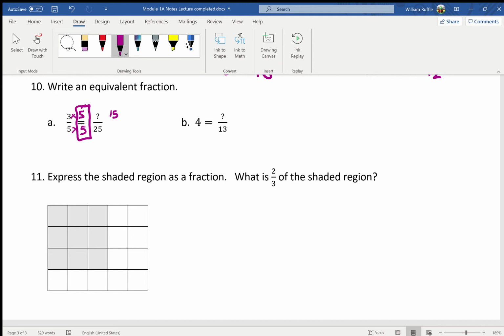Now this next one, what we have to do is change this into a fraction again. So it's 4 over 1. So 1 times what is 13? So I got to multiply the bottom by 13. So I got to multiply the top by 13. 4 times 13 is 52. All my card players know that by heart, that one. If you don't play cards, then yeah, that's not very helpful.